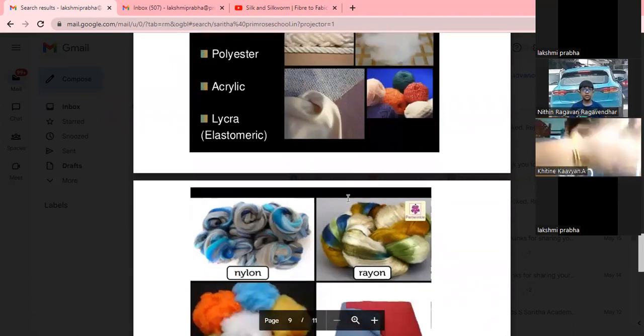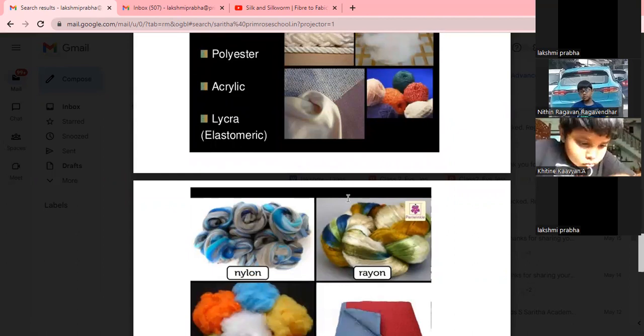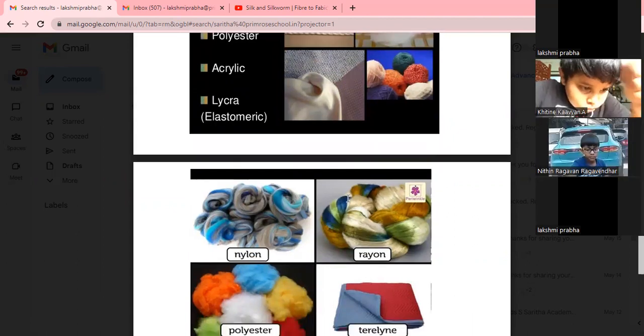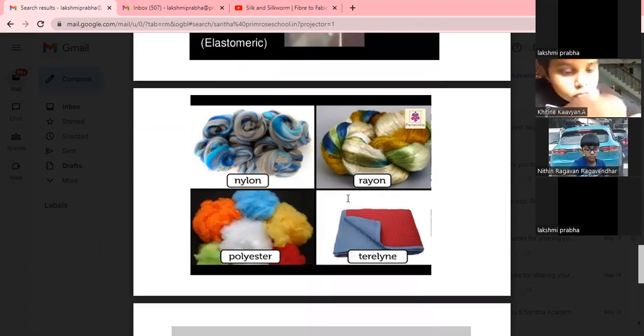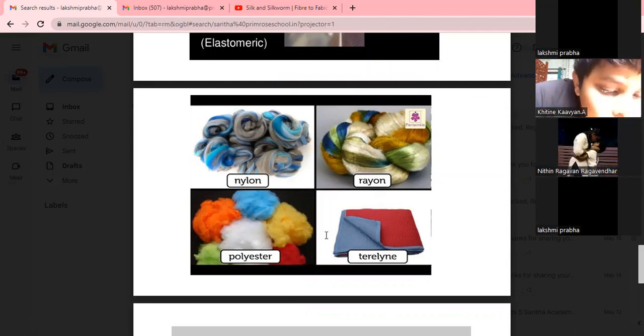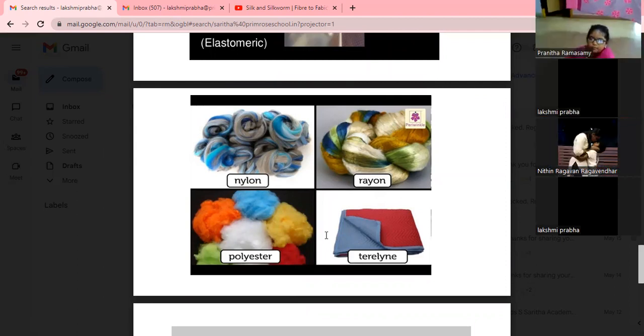So before this we saw natural things. We said natural fibers, right? From plants and animals, naturally obtained. But these man-made fibers, if you see, are nylon, rayon, polyester, terylene; these are different types of materials. Okay. We also say plastics, right? Materials prepared using some chemicals come under this. Can you see this, children?